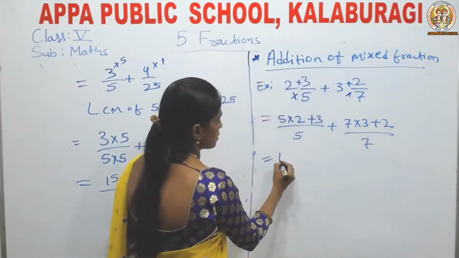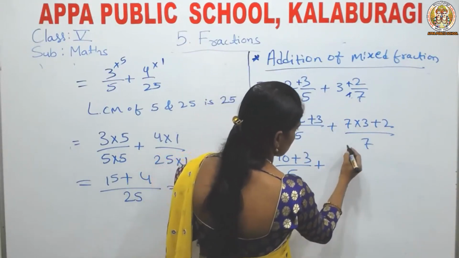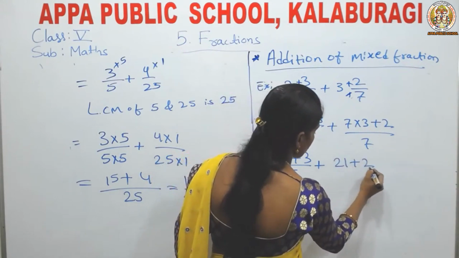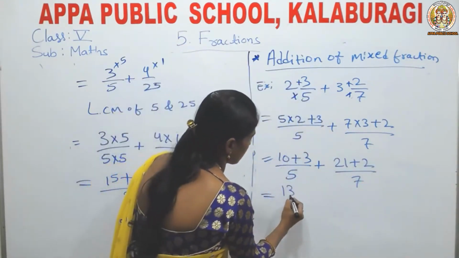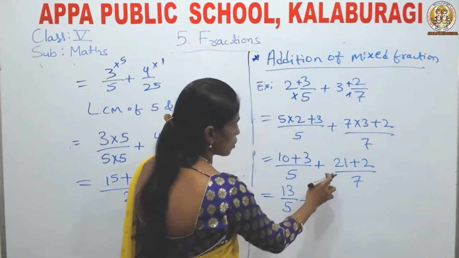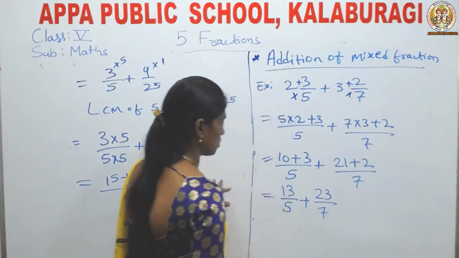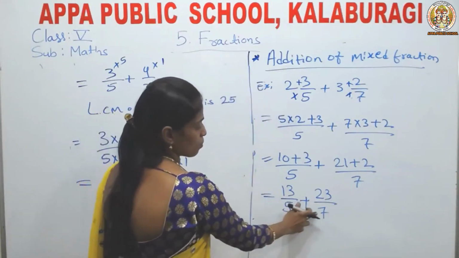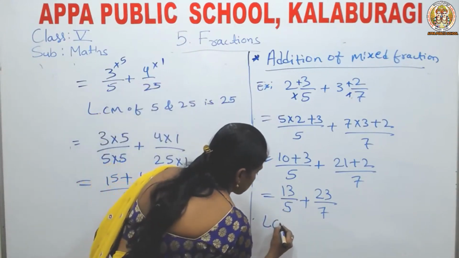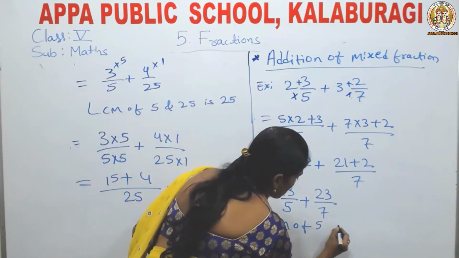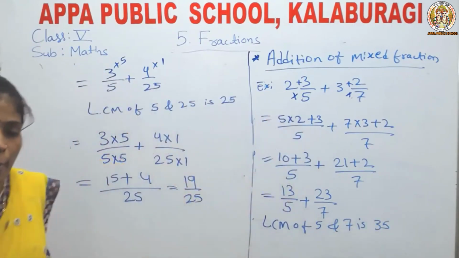It is 5 twos are 10, 10 plus 3 divided by 5, plus 7 threes are 21, 21 plus 2 divided by 7. That is 10 plus 3, 13, 13 divided by 5, plus 21 plus 2, 23, 23 divided by 7. Now the denominators are co-prime numbers, so multiply these two numbers. 5 sevens are 35. LCM of 5 and 7 is 35.